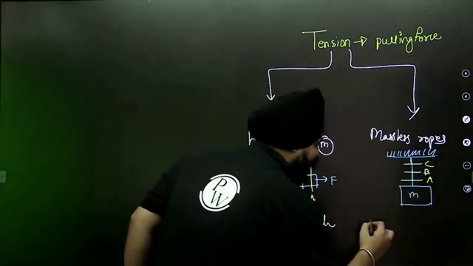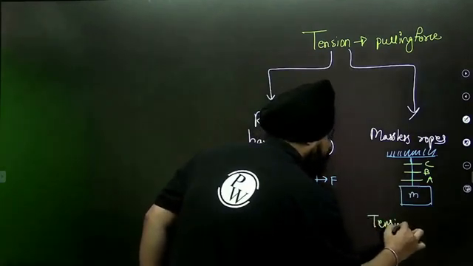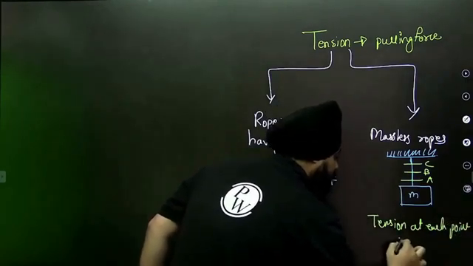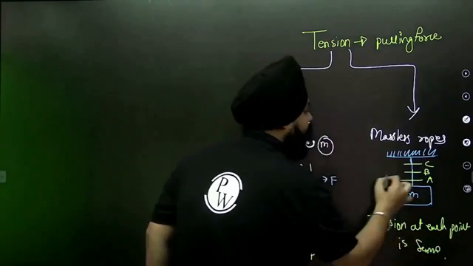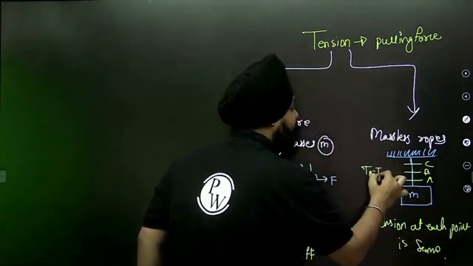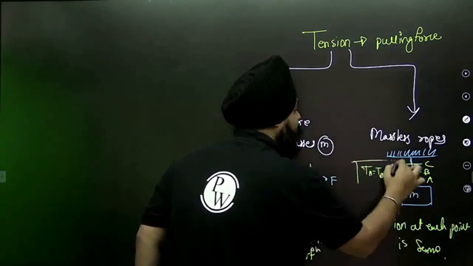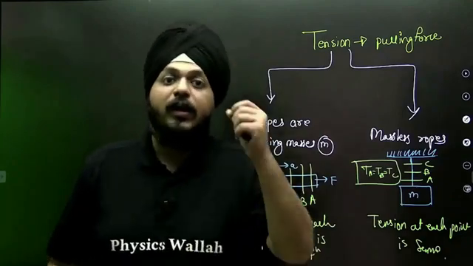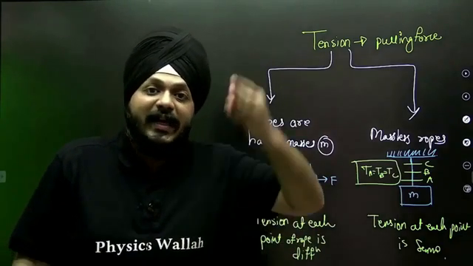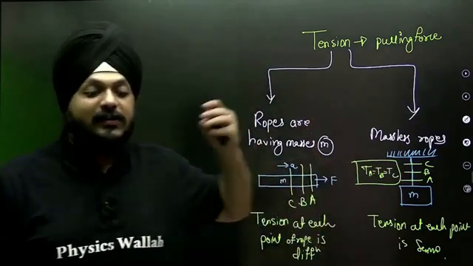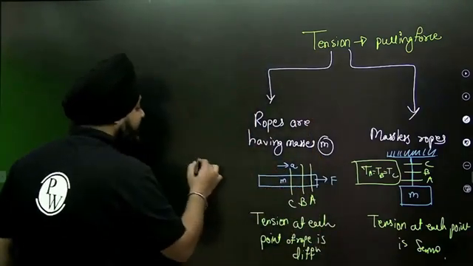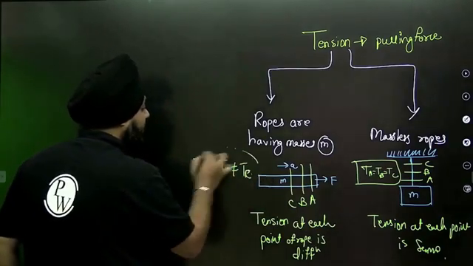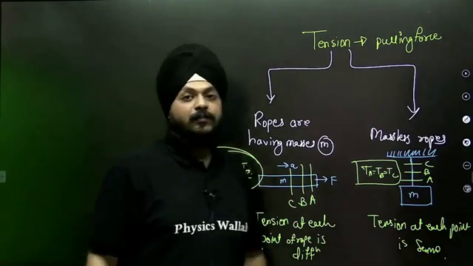Suppose the rope is massless, tension at each point is the same. It means in this case, can I say TA equals TB equals TC? Yes, we can say that. Why? Because the rope is massless, equal pulling force is exerted at every point of the string. But in the other case, I can't say TA equals TB equals TC. Here it differs.